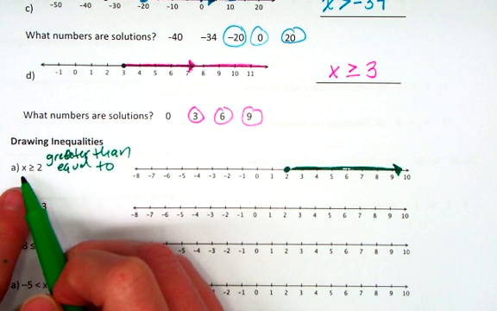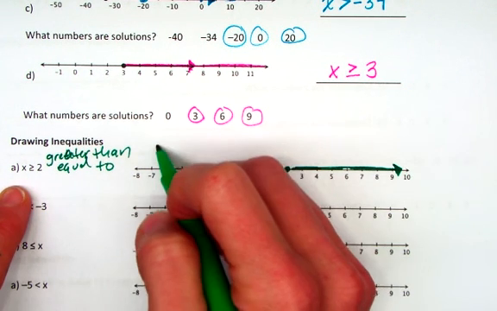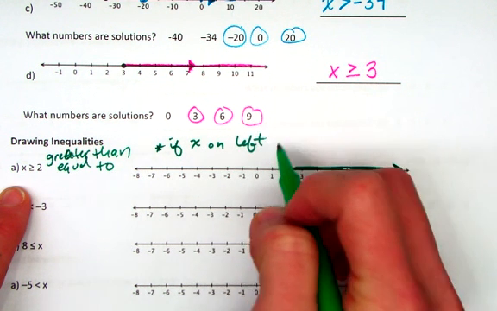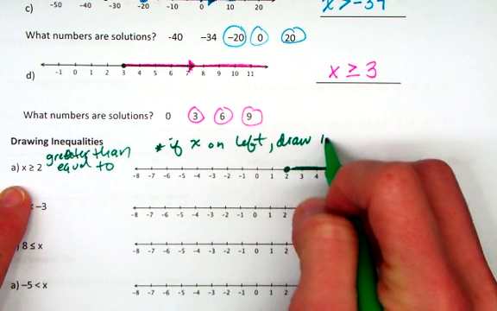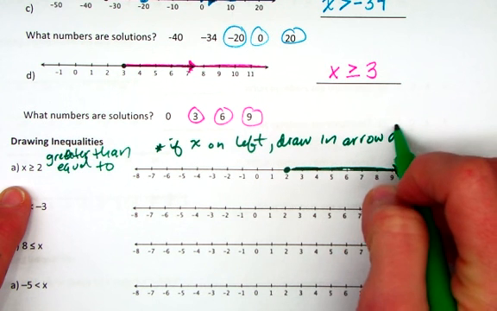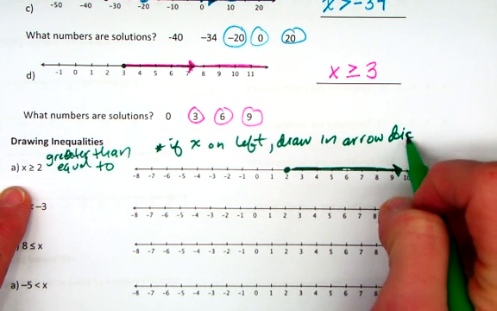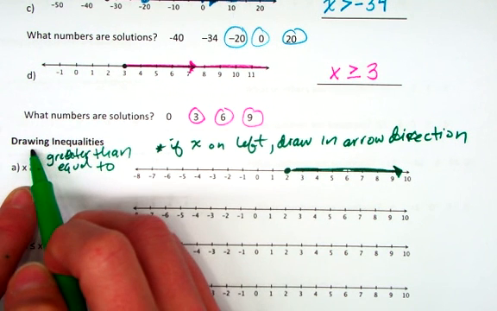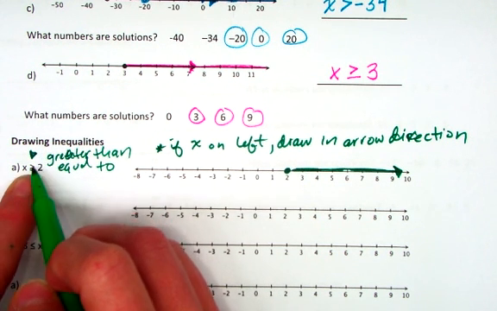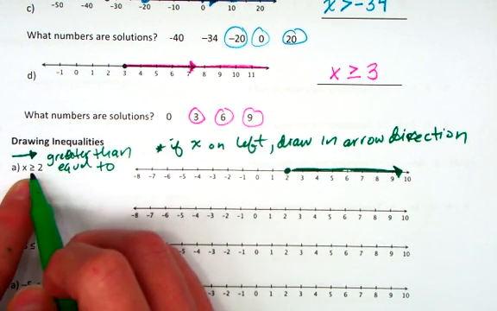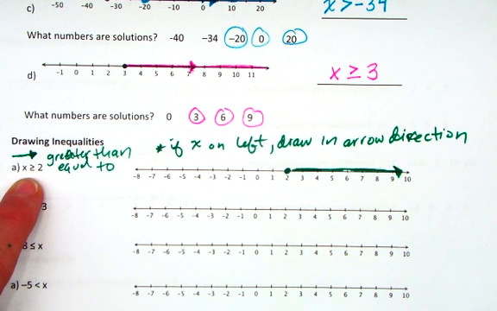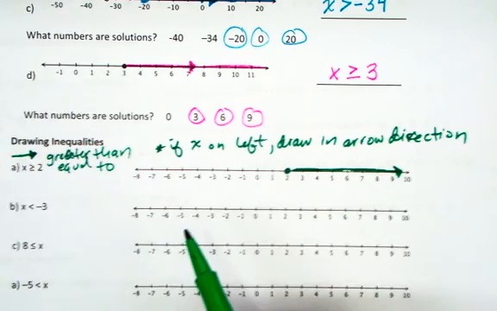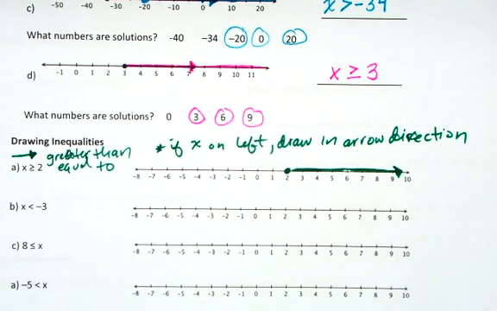Now, if x is on the left, you can draw in the arrow direction. Does everybody see how this symbol, the greater than or equal to, can kind of look like an arrow tip? We're going to draw in the direction of the arrow tip, but only if x is on the left. So you do have to be careful for that.